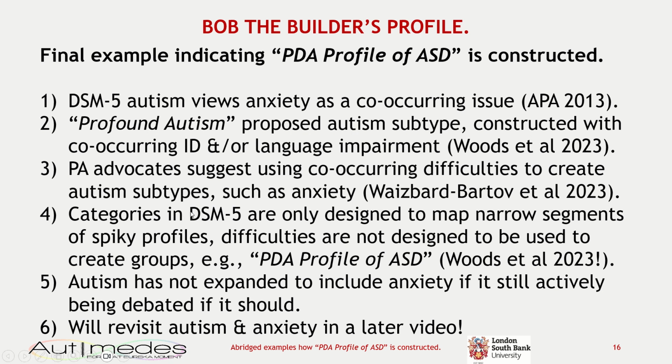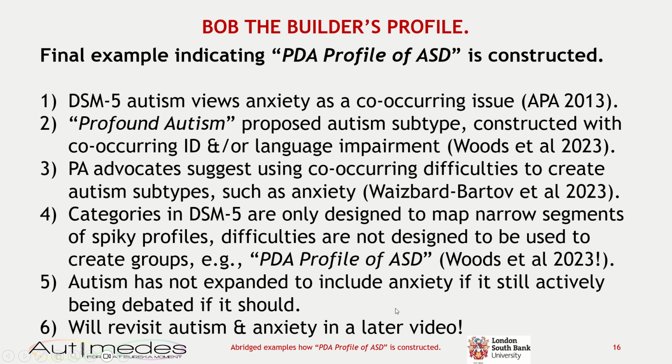The categories that are within the DSM-5 are only designed to map onto narrow segments of people's spiky profiles. So these categories are not designed to be used to create groups such as PDA Profile of Autism, or even to create profound autism, which is meant to have multiple categories lumped together to create it. So what it means is that autism has not expanded to include anxiety.